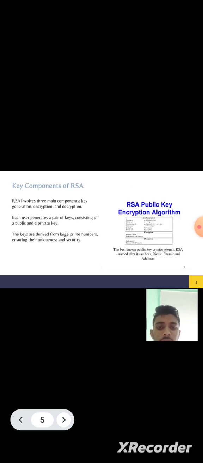Key concepts of RSA. RSA involves three main concepts: key generation, encryption, and decryption. Each user generates a pair of keys consisting of a public and private key. The keys are derived from large prime numbers, ensuring their uniqueness and security.